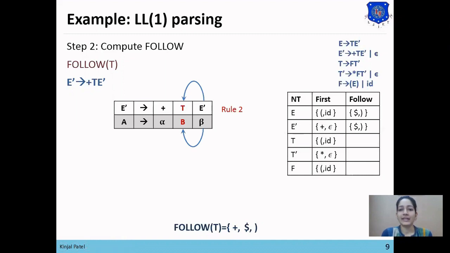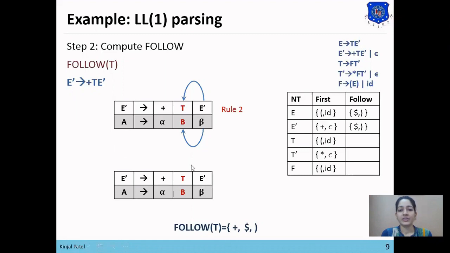Now as E dash derives null, so we will also apply rule 3, which says that if E dash derives null, then we will substitute E dash with null. So follow of E dash will be added in follow of T. So follow of E dash is dollar and closing bracket. So dollar and closing bracket has been already added in follow of T. So no more symbol will be added in follow of T.